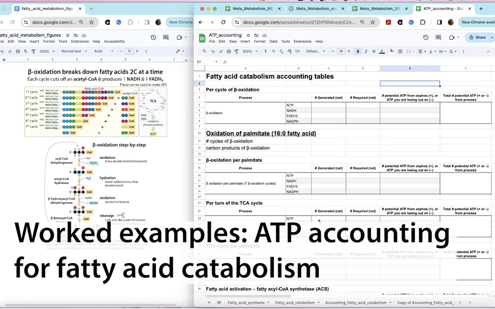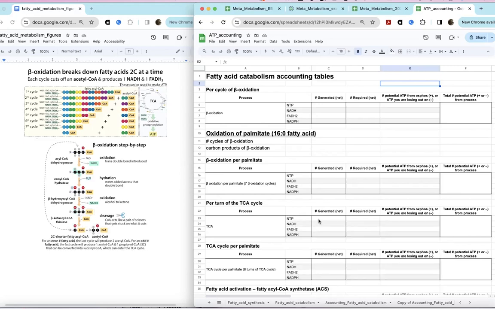One of my favorite ways to study metabolism is to do some ATP accounting. Basically, choose a molecule, choose a pathway, follow the molecule along the pathway, and see how much energy it takes you in the form of ATP equivalents, or how much you generate in the form of ATP equivalents, both directly as well as indirectly. So consider how many NADH and how many FADH2 you're making or using, and what the consequences of that would be if you were to take things through oxidative phosphorylation.